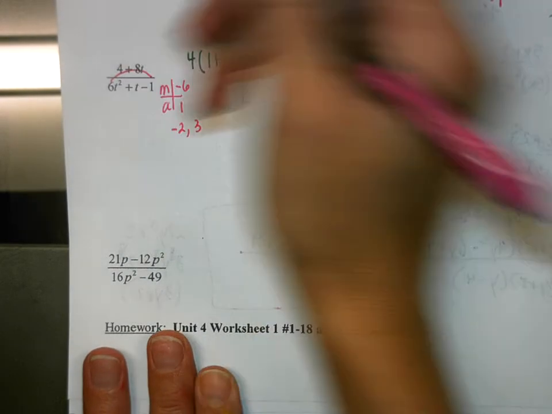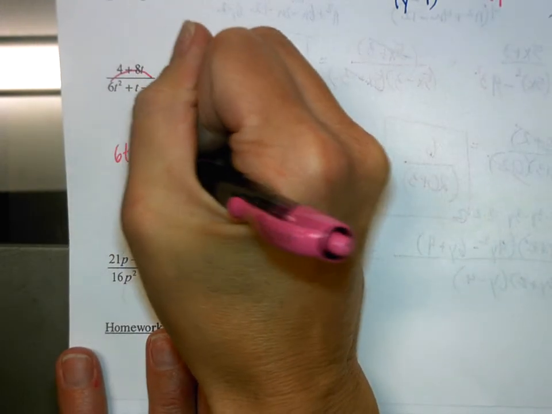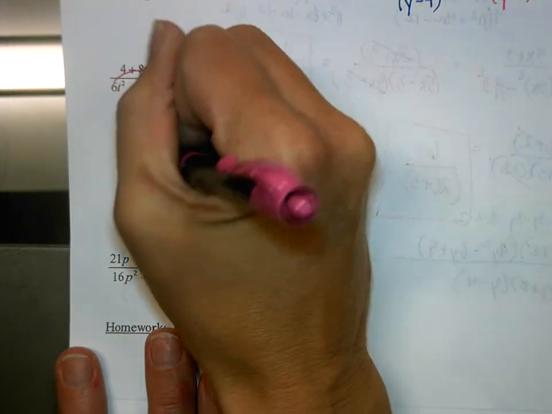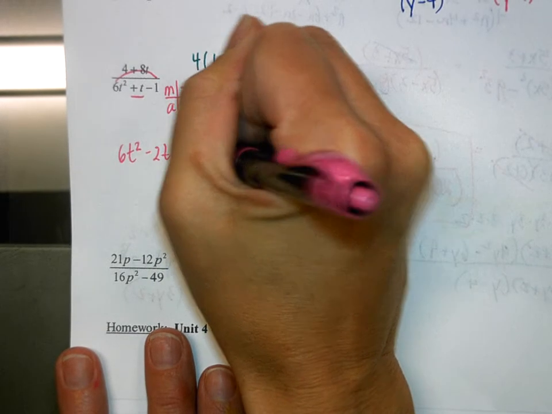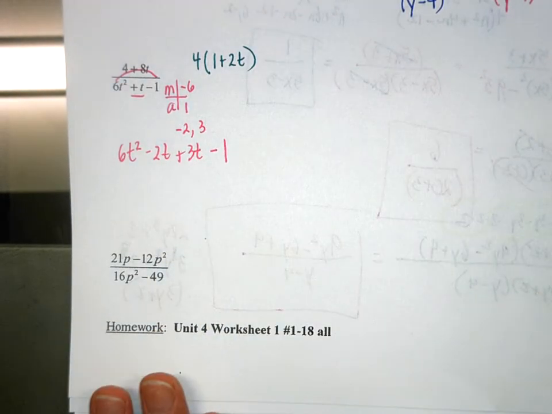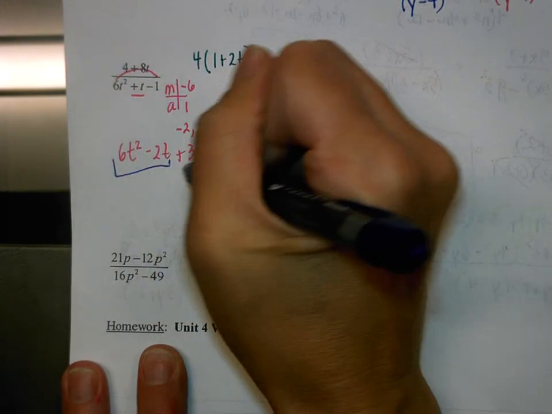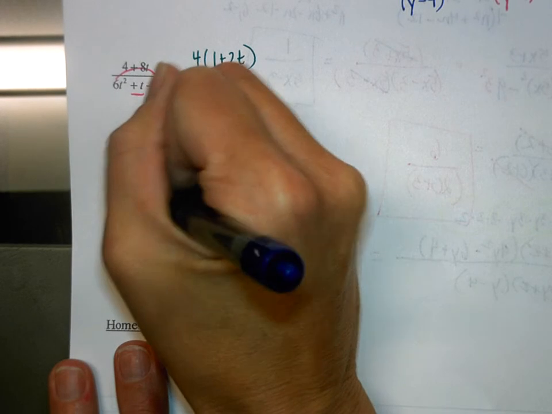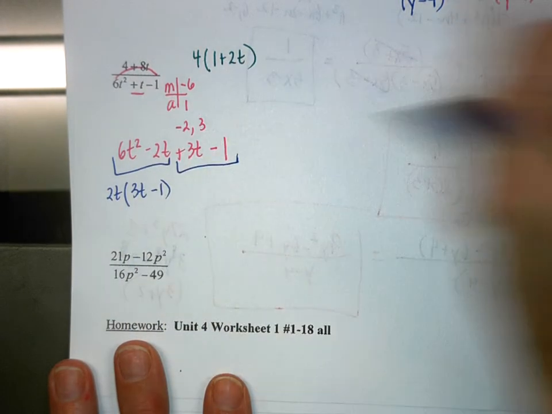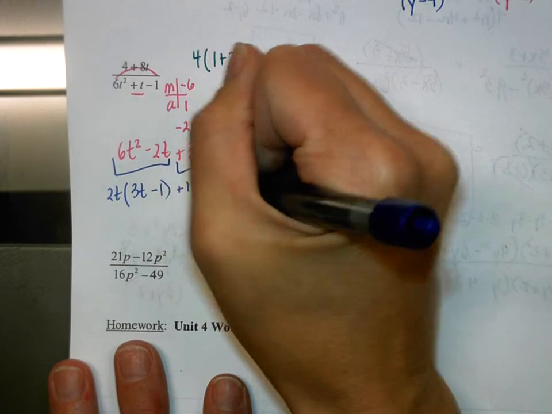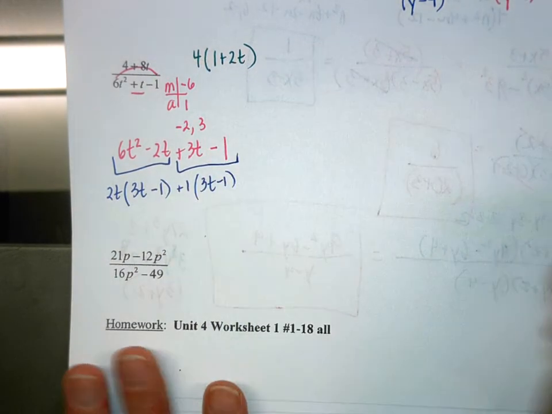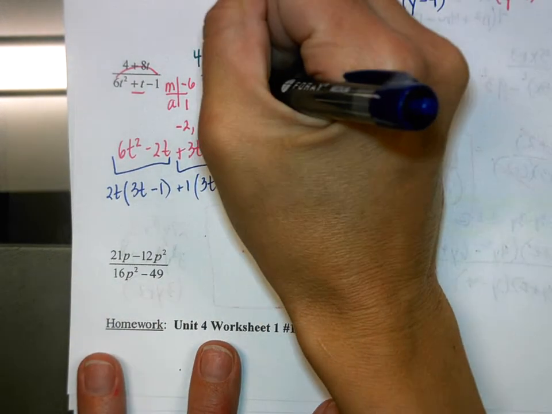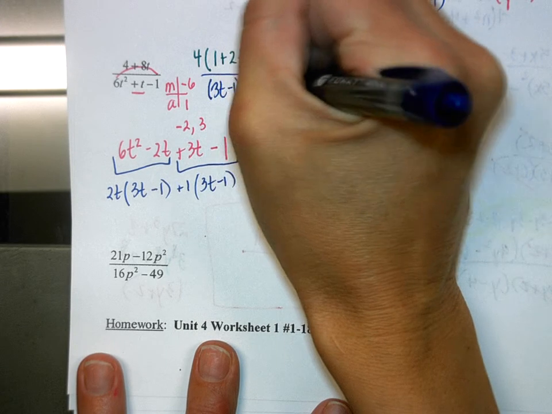So when I write this out, it's going to be 6t squared. Since this is a t, each of these are going to be a t. So I have -2t plus 3t minus 1. What is my GCF of the first group? 2t, very good, 2t, and I'm left with 3t minus 1. 3t minus 1. What's the GCF of the second group? Which is going to be 1. Good. And then we're left with 3t minus 1. And so my denominator ends up becoming what? Very good. 3t minus 1 and 2t plus 1.